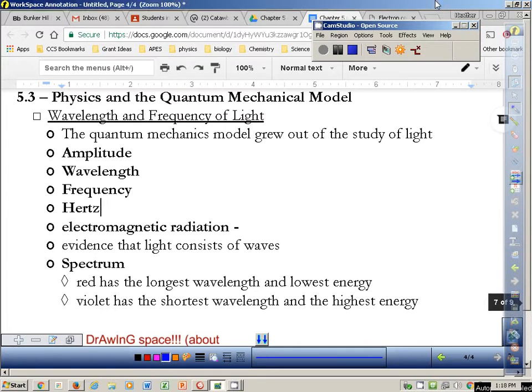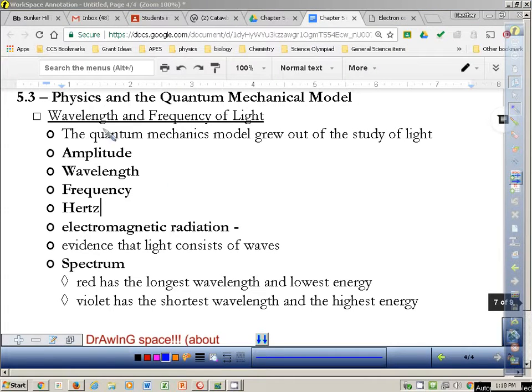So here's what's next. We have section 5.3 in your notes. You had all these words. They all pertain to parts of a wave or a function of a wave. You have amplitude, wavelength, frequency, hertz, with the cursor that's frozen on the screen there. And then you've got some other things here.